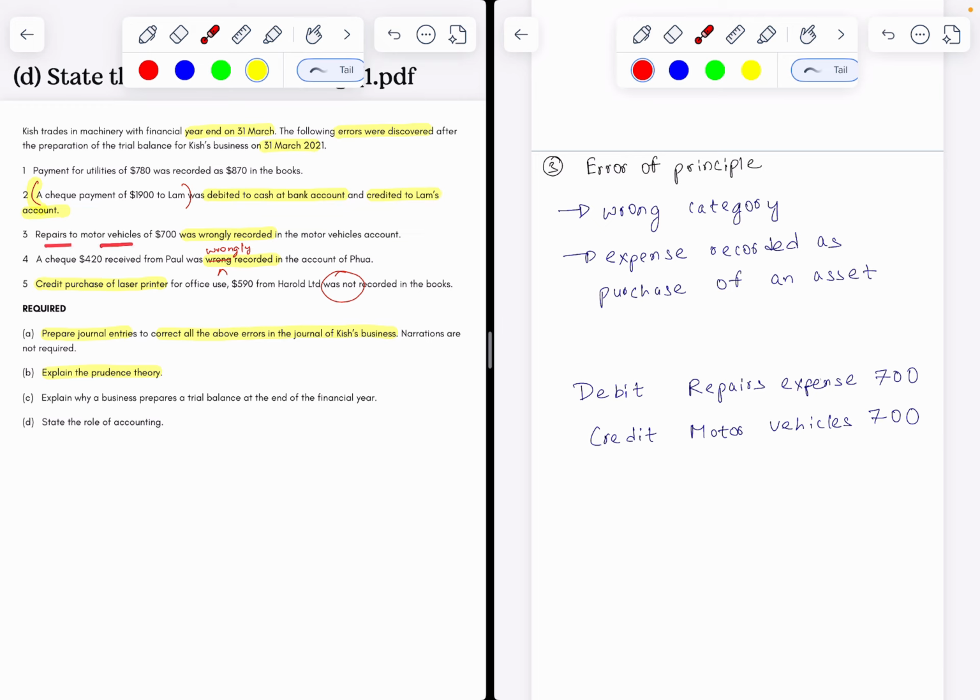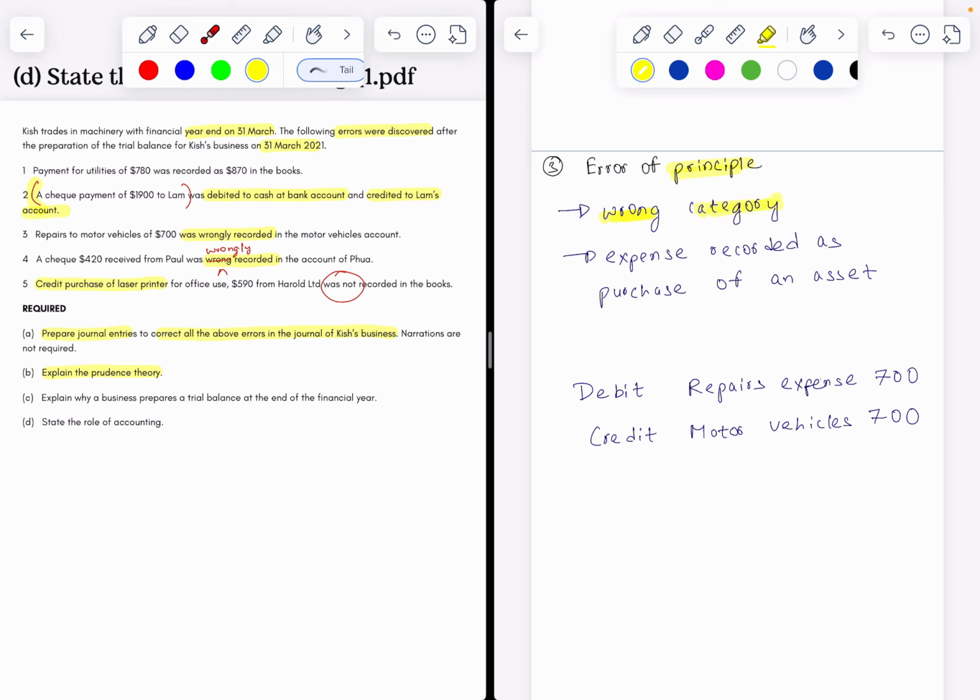Repairs to motor vehicles of $700 was wrongly recorded in the motor vehicles account. All right, so this is what we classify as an error of principle, where the error is within the fundamentals. An error of principle can be identified when the wrong categories are involved. What do we understand by wrong categories?